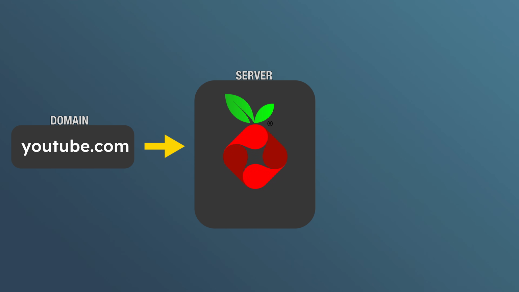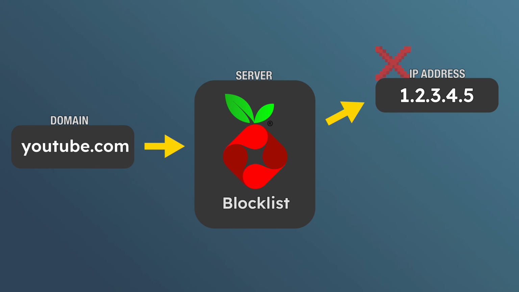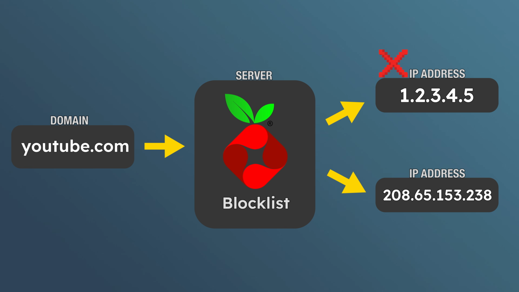Pi-hole checks these outgoing lookups against a block list it has. When Pi-hole sees a bad address on its block list, it doesn't just block it, it sends a fake, invalid address back, and the content never loads. And if the domain isn't blocked, Pi-hole will allow the query to proceed, and it gets forwarded to a public DNS like Google's, which will respond with a valid IP address and allow the content to be downloaded.